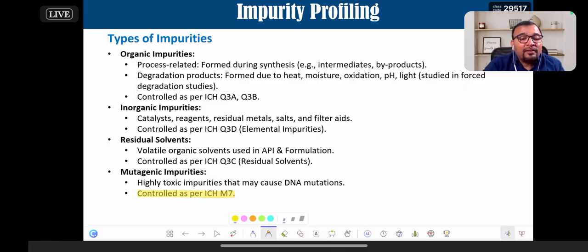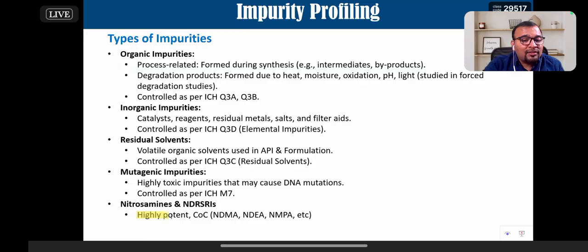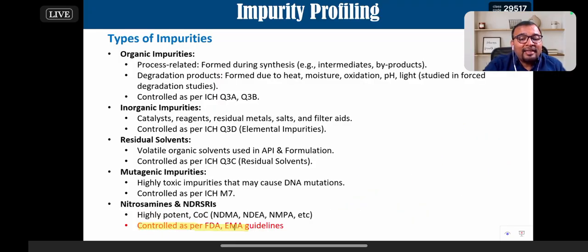And the last one I would like to discuss is nitrosamine and NDSRIs. I'm sure everyone must be knowing about nitrosamine impurities. They are highly potent in nature. They are called a cohort of concern, and they have limits of maybe 96 nanograms per day or maybe 26.5 nanograms per day. So they are highly potent, and that's the reason they have very low acceptable intake limits. And they must be controlled as per various FDA, EMA, ANVISA guidelines, whatever geography you are targeting. According to that geography, you must understand what the nitrosamine guideline is.